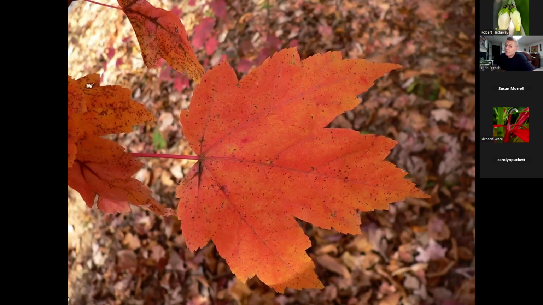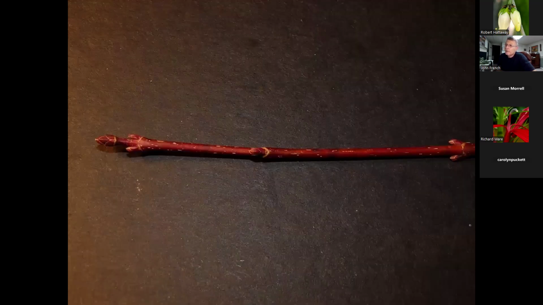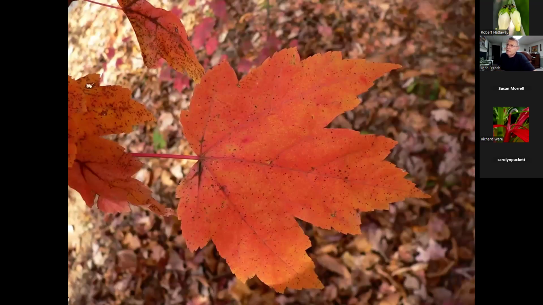I might interject here that the Acer saccharinum lobes are much deeper and wider. You won't find them that way in Acer rubrum. So the silver maple, which is saccharinum, has much deeper lobes than the image that's currently on this screen. Okay, so it's more pronounced.